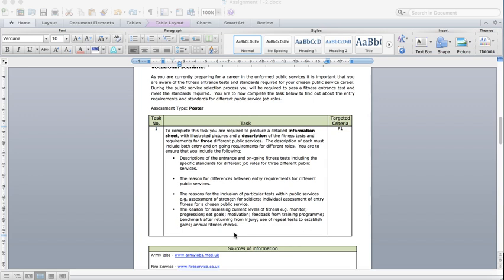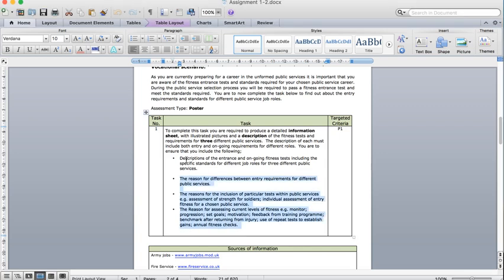So effectively, for each public service, you will do this bullet point for the Marines, this bullet point for the Marines, this bullet point for the Marines, and this bullet point for the Marines, and then you might do the Army, so you do this bullet point for the Army, this bullet point for the Army, this bullet point for the Army, and this bullet point for the Army, and then you might do the Fire Service, and again, you follow the same procedure.